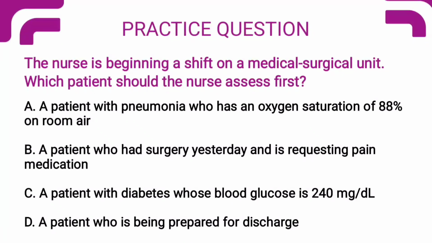The nurse is beginning a shift on a medical surgical unit. Which patient should the nurse assess first? Option A, a patient with pneumonia who has an oxygen saturation of 88% on room air. Option B, a patient who had surgery yesterday and is requesting pain medication. Option C, a patient with diabetes whose blood glucose is 240 mg per dL. And option D, a patient who is being prepared for discharge.